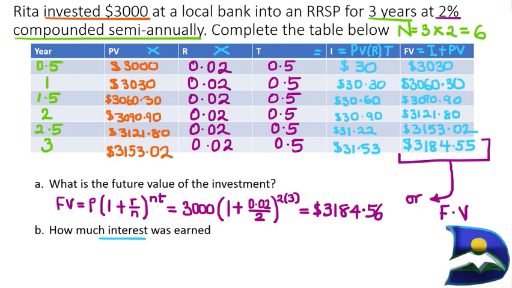But how about the interest? How will you determine the interest? There are multiple ways to go about it. Either you look at the column, which is the I column, and add everything, and once you add that value, you actually get your number to be $184.55. That will be your interest right away after 3 years.